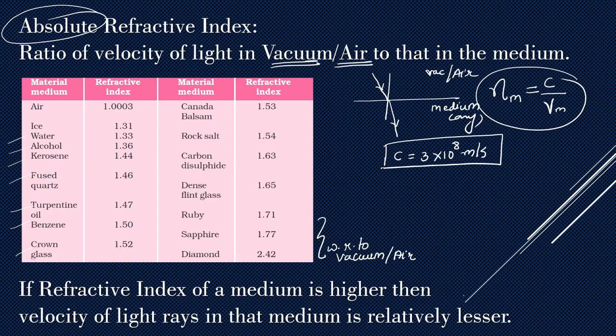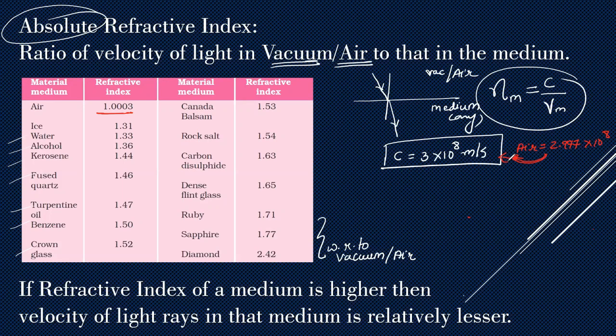Understood? This is called your absolute refractive index. Now, one more thing to ponder: observe the refractive indexes of these different media. What is the refractive index of air? It is 1.0003, because this is the velocity of light in vacuum. If you compare the velocity of light in air, it comes to be 2.997 into 10 to the power 8. So both of them are approximated to the same value. So the refractive index is very small.